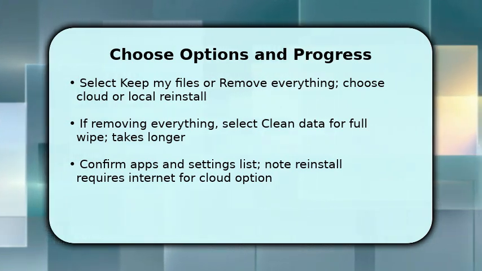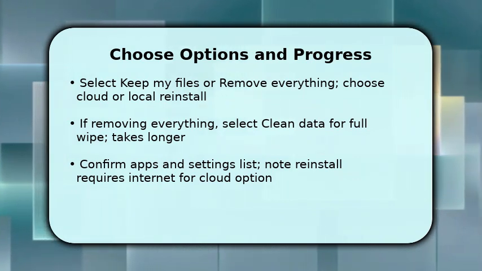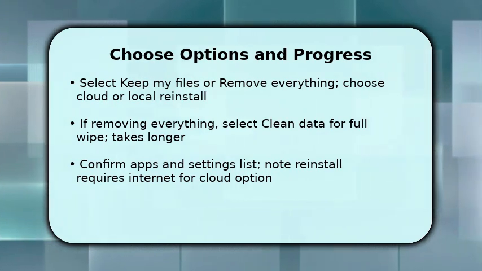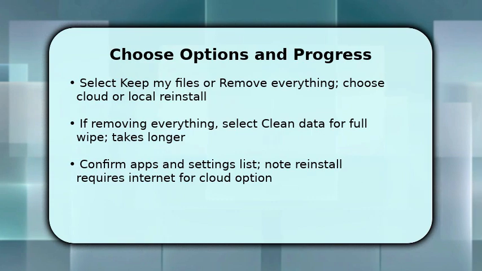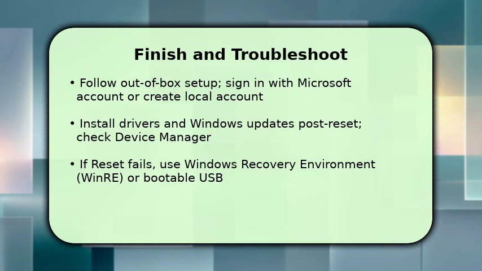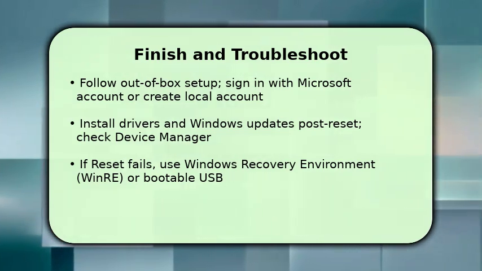Confirm the list of apps that will be removed and read the prompts. When you press Next, Windows prepares files and will restart automatically to perform the reinstallation sequence. After the reinstall completes, complete the out-of-box setup. Choose region, connect to Wi-Fi, and sign in with your Microsoft account or create a local account if preferred.